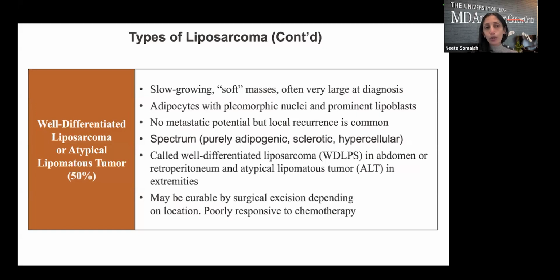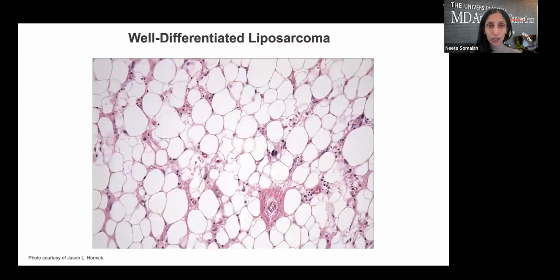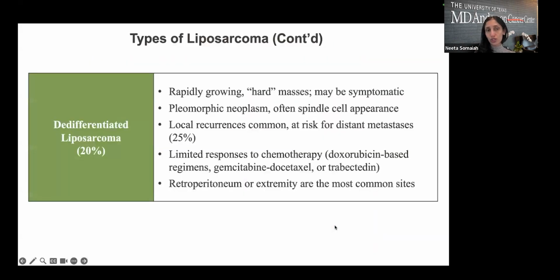But even then, it's very important to follow these patients because they do have a propensity for recurrence. And over time, whether it be many years, they could recur, and they could recur as a higher grade variety, dedifferentiated liposarcoma. So this is a picture under the microscope, and what you can see are these empty nest-like cells, and that's basically fat cells. But you see there are multiple nuclei in between these fat cells, with these very big, abnormal-looking cells that tell us that this is a well-differentiated liposarcoma, not just fat.